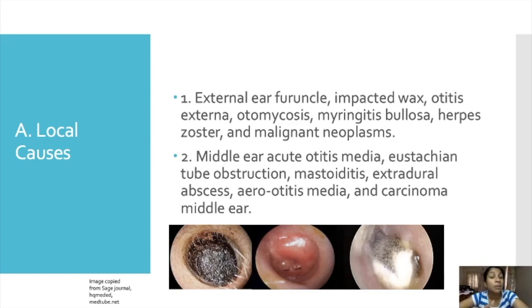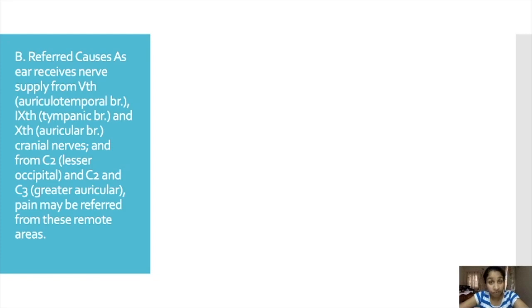So external ear and middle ear diseases are causing severe pain in the ear, or otalgia. So next comes referred pain. Initially we said otalgia can be due to a local cause or due to referred pain from other areas. The first one, local causes, we saw: external ear and middle ear diseases which have ear pain as a symptom.